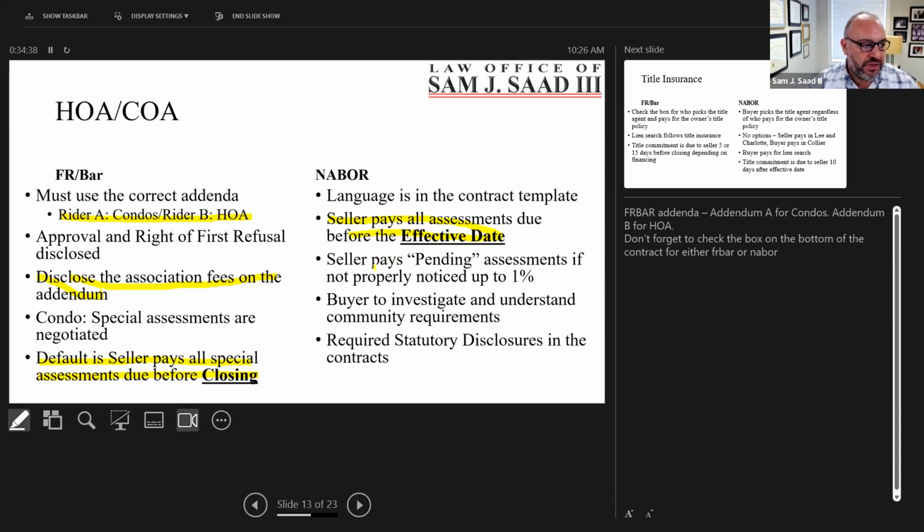I see a couple of questions, and I'll get to them in 1 second. But NABOR says if a special assessment is due and it has a 3-part test, the seller pays it prior to the effective date.